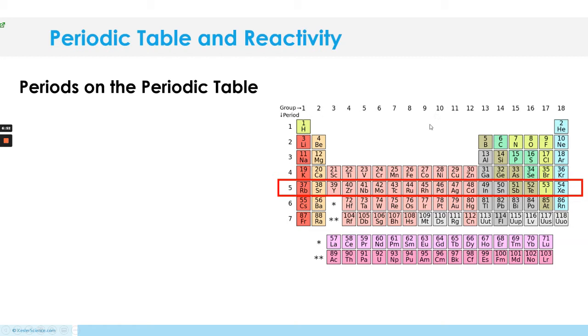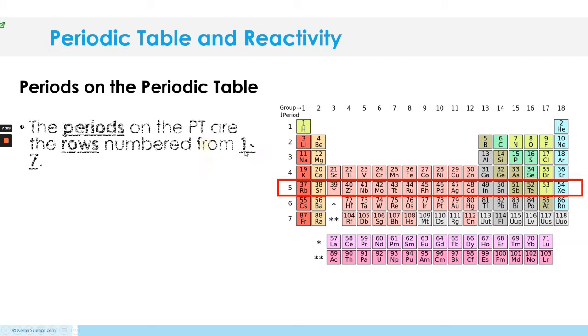Okay, you'll need to know on the test your periods versus your groups. And I told you guys to remember period, right? And when you do period, you do a motion with your hands from left to right. So periods are left to right. They're rows. The periods on the periodic table are numbered from 1 to 7. 1, 2, 3, 4, 5, 6, 7. So this is period 1, left to right. Period 2, left to right. Period 3, left to right. Period 4, period 5, period 6, period 7. So here, this is period 5.